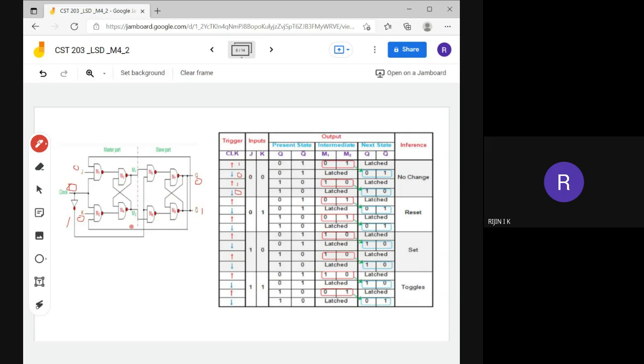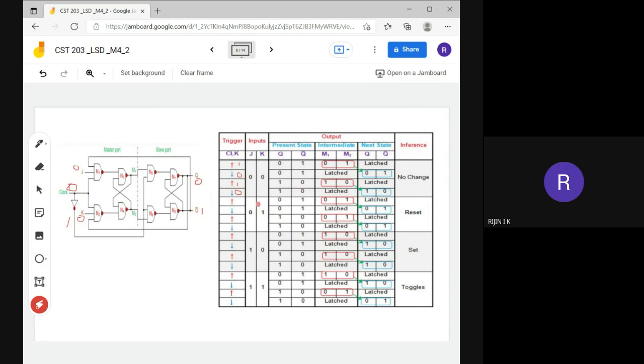When the slave part is active, what will happen? This output, this M1 and M2, will be given as the input for the slave part and you will get the corresponding output. That is the operation here. So this output will come here. 0 1 will be the next state. Then the master part, that means the intermediate state, will be in a latched condition, because here we are giving 0. So this will be in the latched state. So you will get the output here. This output comes directly to this.